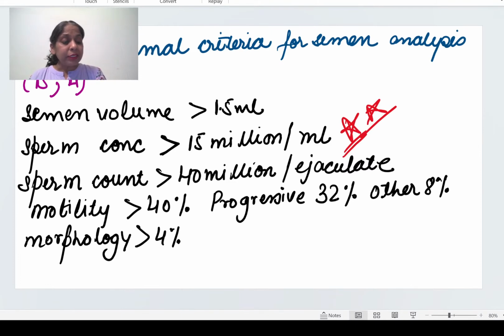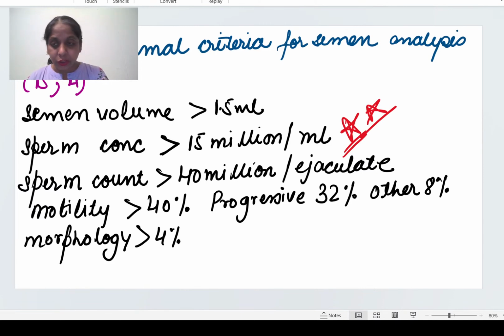Morphology means that the sperm is looking normal, it is not handicapped, it has the tail, the proper acrosome, and the proper nuclear structure. That is, look-wise the sperm is normal. That criterion is only 4%. So you can see that all these criteria are between 15 and 4, and to split the motility you have to divide it into 32 and 8.